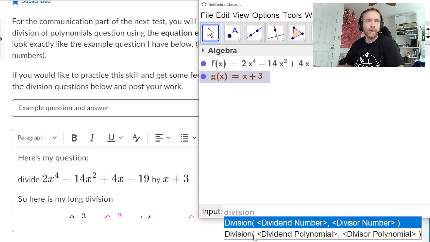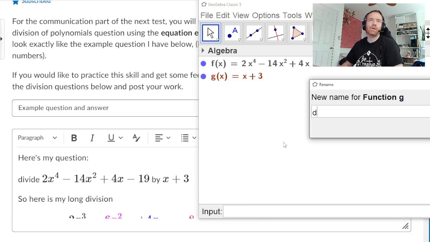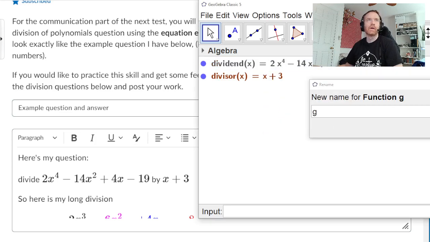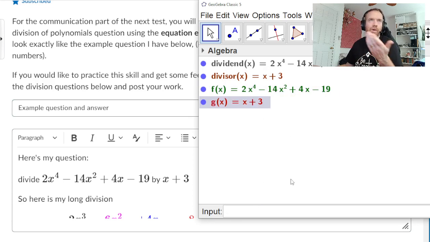It says, open a bracket, what is the polynomial you want to divide? Dividend, the thing that you want to be divided, and the divisor, which is the thing you want to divide by. So in our situation, x plus 3 is the divisor. Let's just rename it: divisor, and this is the dividend. So that's what we've got there. I'm going to type them in again so that they go back to being f and g, but just so you see where I'm coming from.